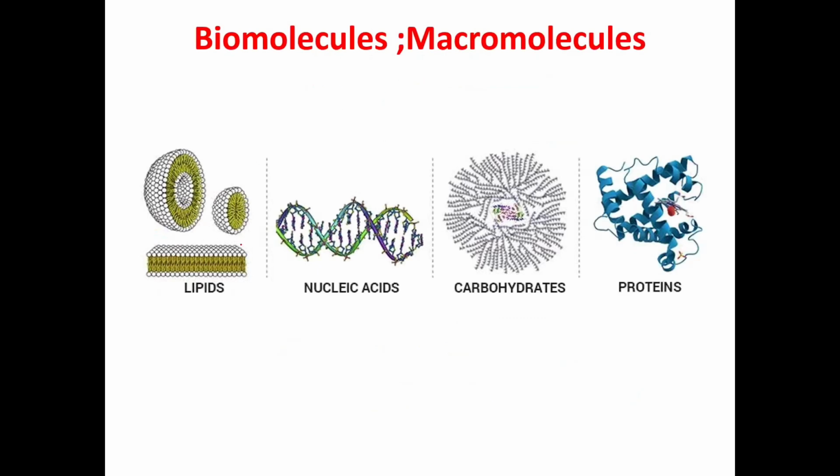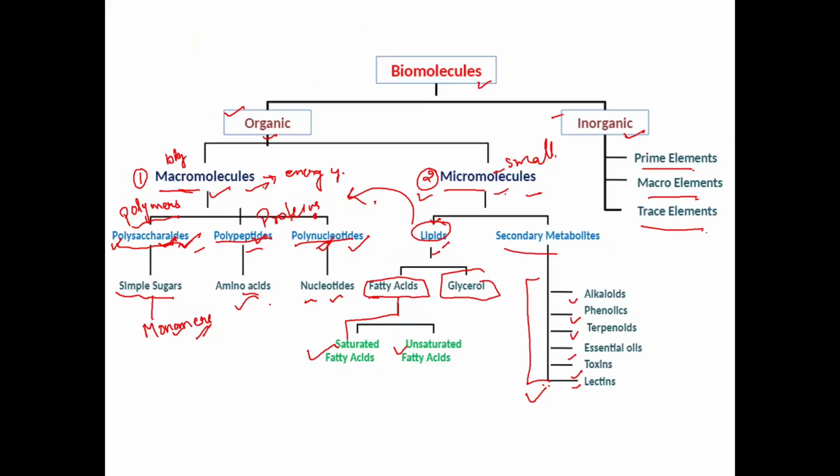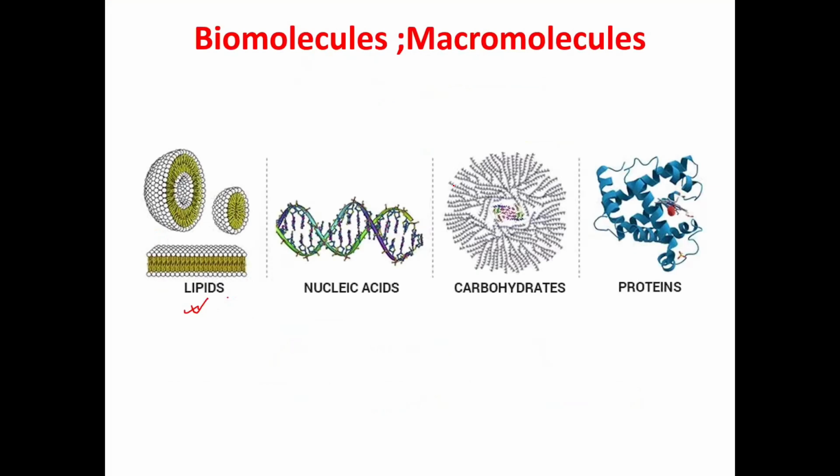Now it's a category, an example of macromolecules. Macromolecule examples are lipids. In this chart, we added the lipids in the category of micro, but they actually fall under the category of macro, though some properties of lipids lie under the micromolecule category. But you write that lipid is a part of macromolecule. So lipids, nucleic acids, carbohydrates, and proteins are examples of macromolecules.